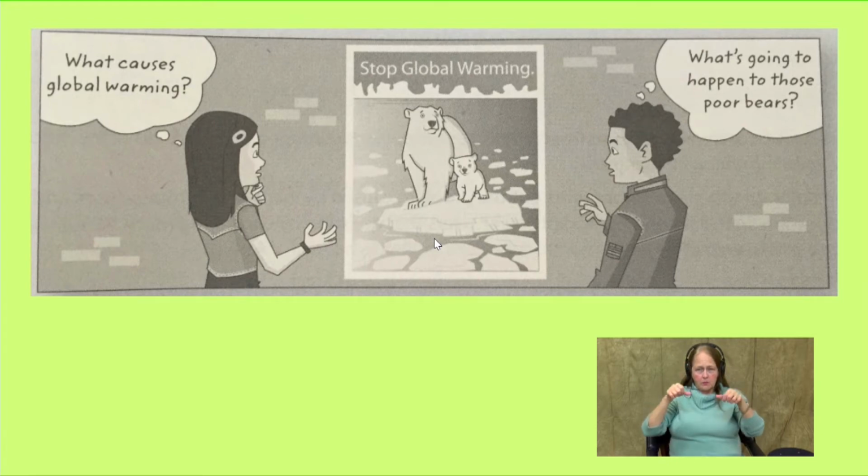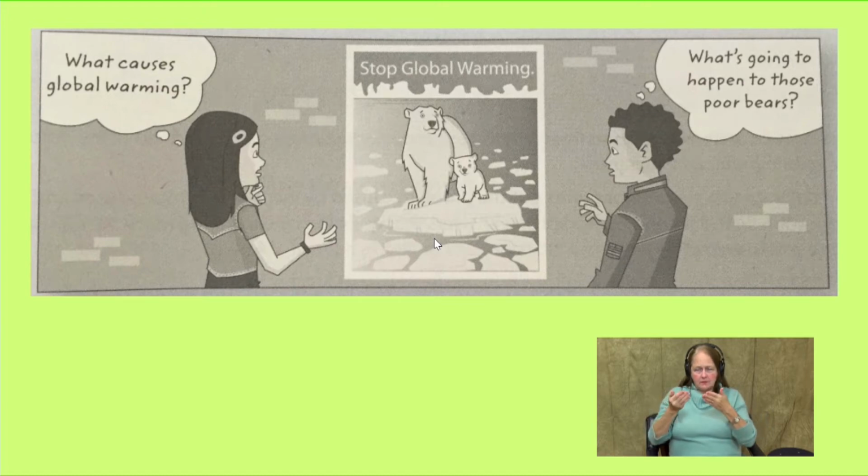So you have a picture, it's a poster actually, and it says Stop Global Warming, and it's got a picture of a polar bear and its cub. It's on a piece of ice, and they're out in the middle of the water. So you have student A, and she's sitting over there thinking, well, what causes global warming? Student B, on the other hand, he's thinking about what's going to happen to those poor bears. So they're looking at the same picture, but they're wondering about two totally different things.